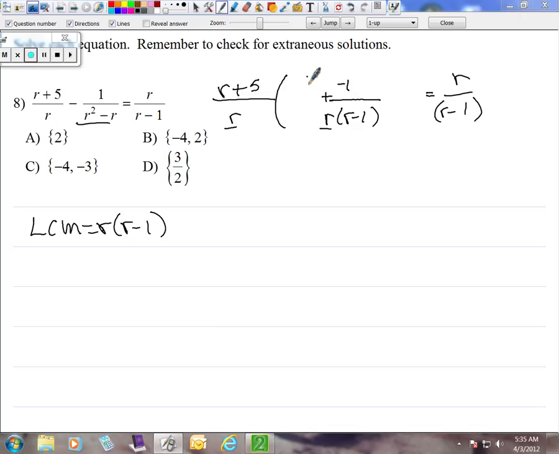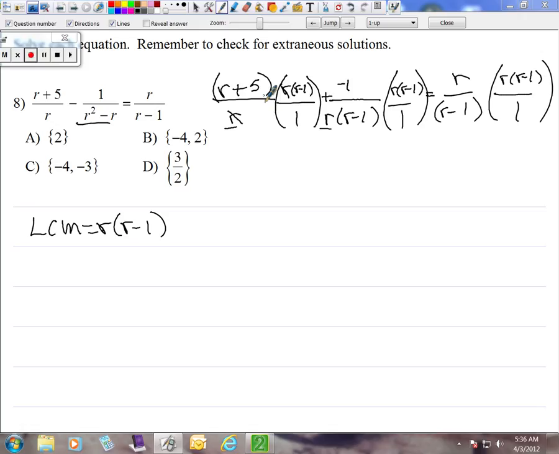Now we're going to multiply each fraction by r minus 1 over 1. All right. Now in this one, we'll see if you remembered how to do this. If we simplify this, the r cancels with the r, but now we have a binomial times a binomial.